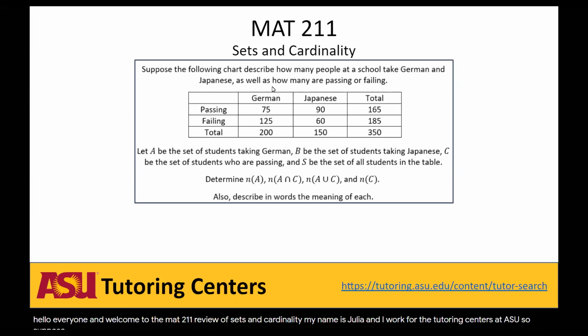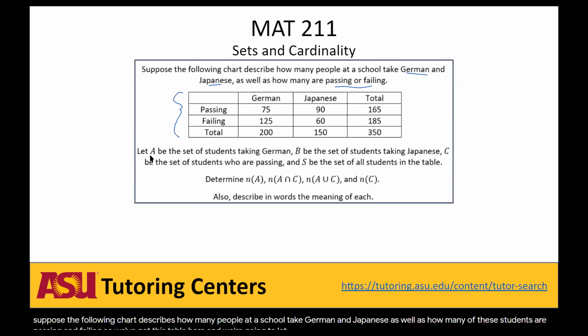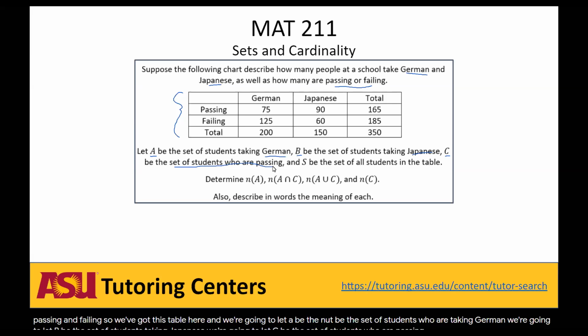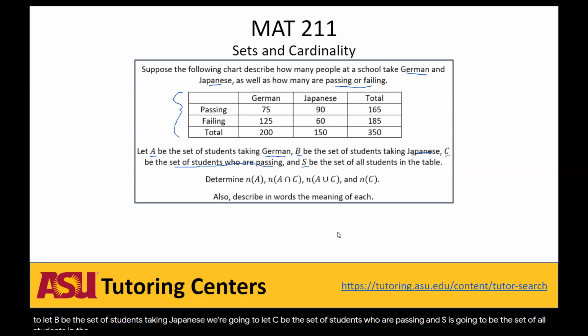So suppose the following chart describes how many people at a school take German and Japanese, as well as how many of these students are passing and failing. So we've got this table here, and we're going to let A be the set of students who are taking German. We're going to let B be the set of students taking Japanese. We're going to let C be the set of students who are passing. And S is going to be the set of all students in the table.